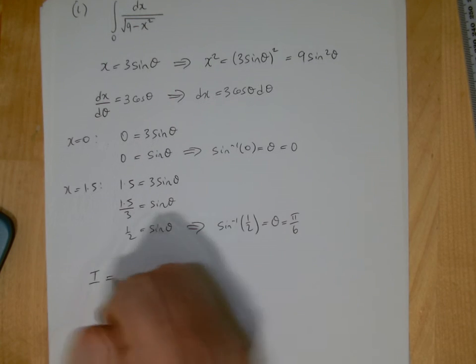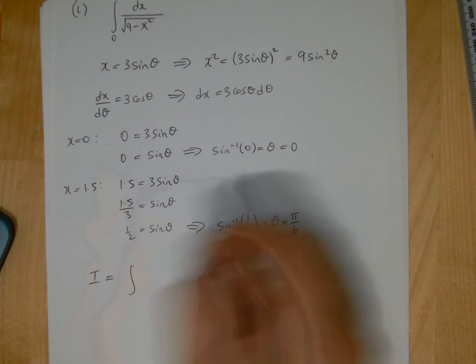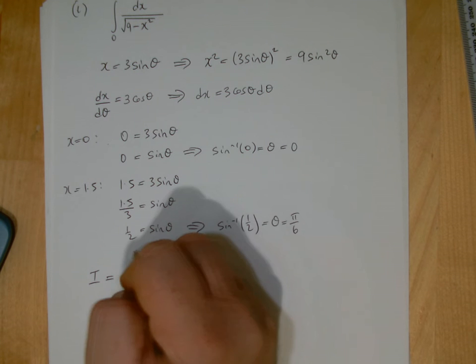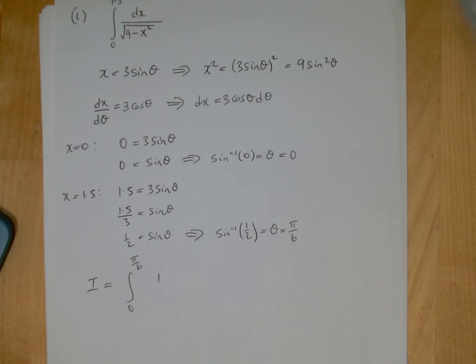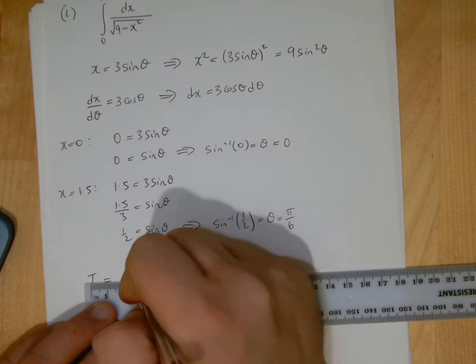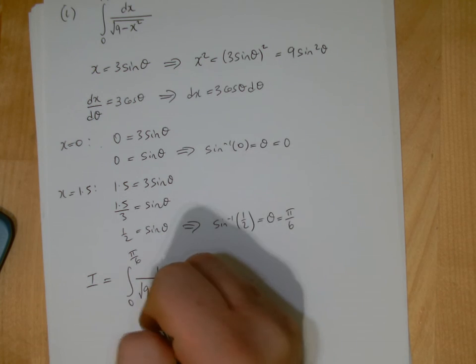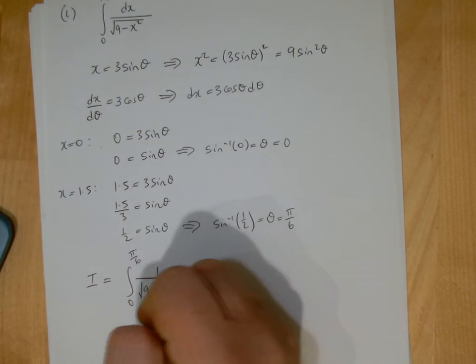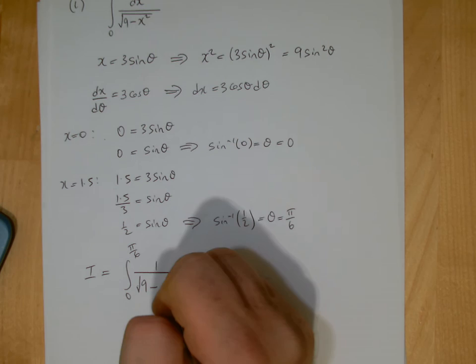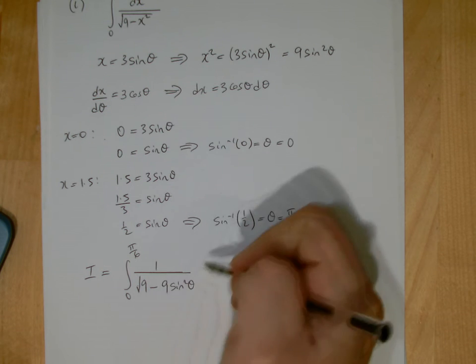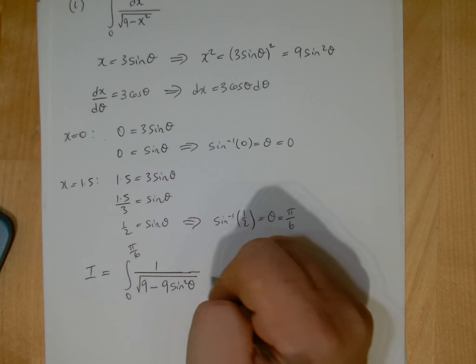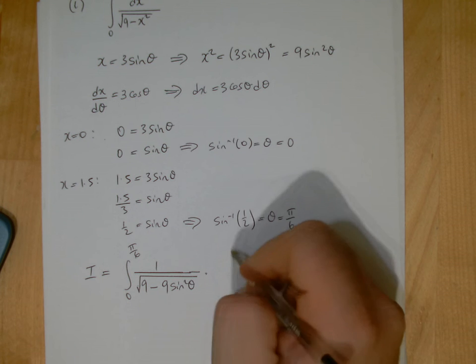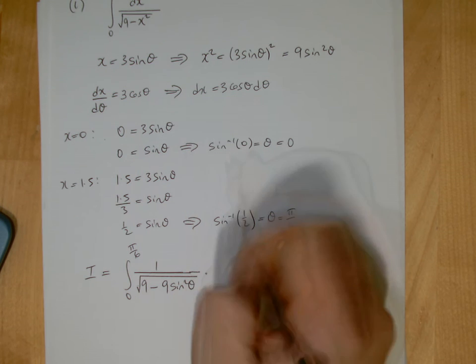So let's look at the integral then. The integral becomes, the lower limit is 0 for theta and the upper limit is pi by 6. Remember, on top now there's just 1 there. So it'll be 1 over the square root of 9 take away x squared, and we worked out x squared to be that. And then don't forget the dx becomes 3 cos theta d theta.